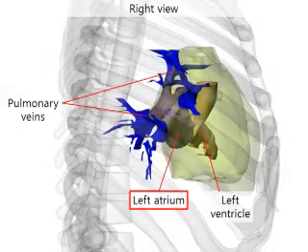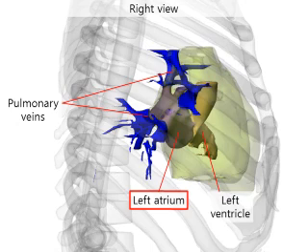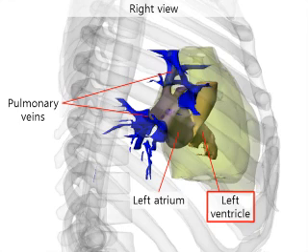Blood in the left atrium goes into the left ventricle. The left atrium and left ventricle are inner spaces for blood to pass. The wall of the left ventricle is thicker than the wall of the left atrium.